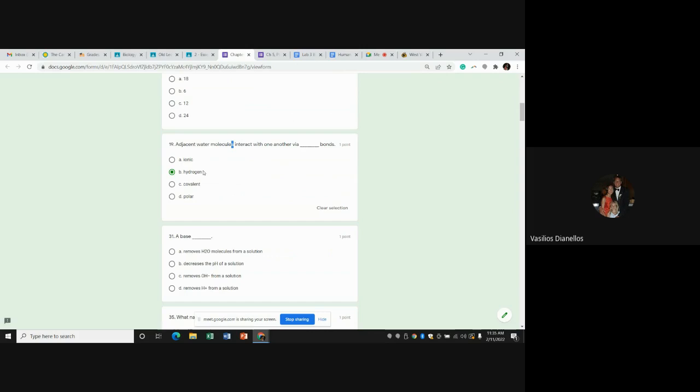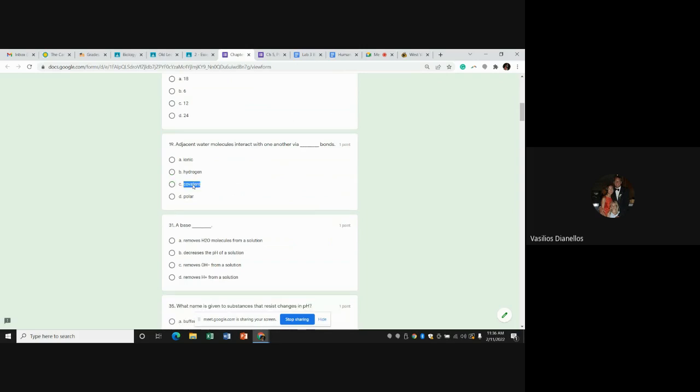Meanwhile, there will be a different question on this exam that looks a lot like this question, but it will not be asking about adjacent water molecules. It will be asking about one single water molecule. What is holding those hydrogens to that oxygen? And the answer to that is going to be covalent bonds.